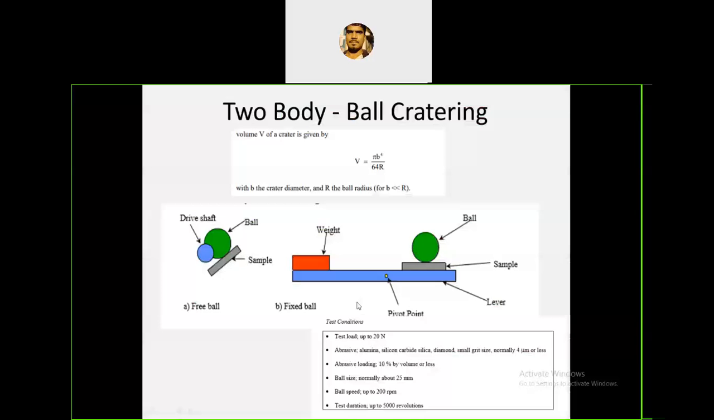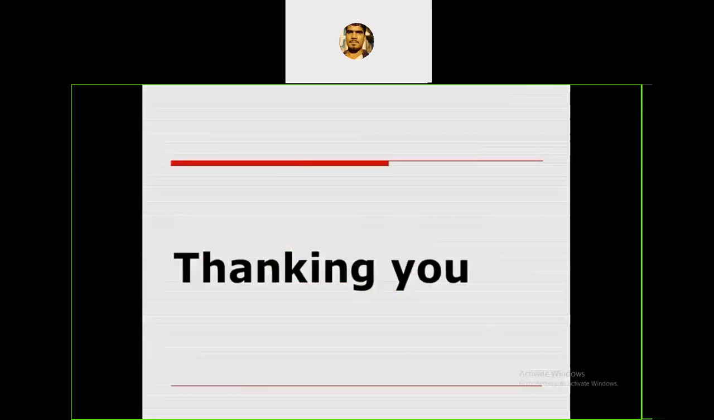So these are some standard wear testing methods or devices that we can use to measure the wear rate. With this I am going to wind up your fifth module, second bit, wear. And the first bit is friction. If time permits we will discuss the first bit also.